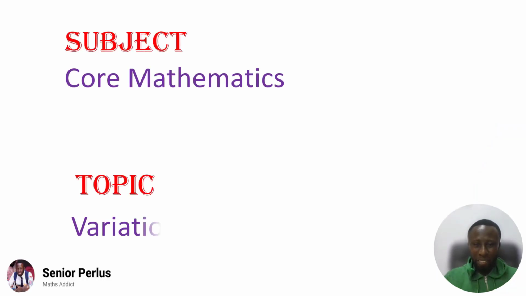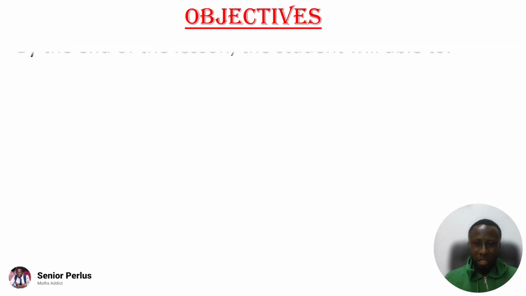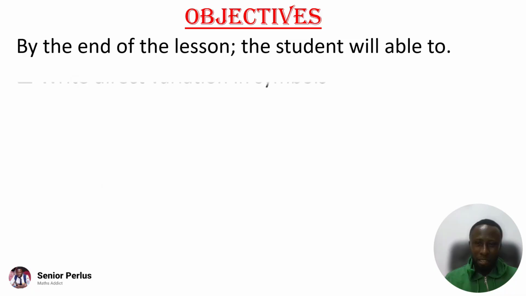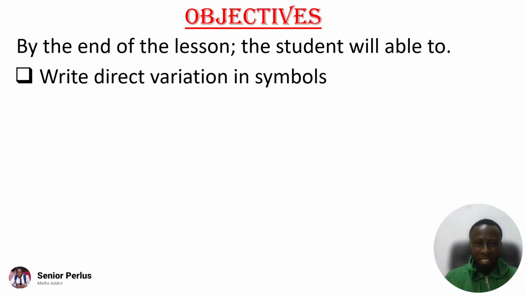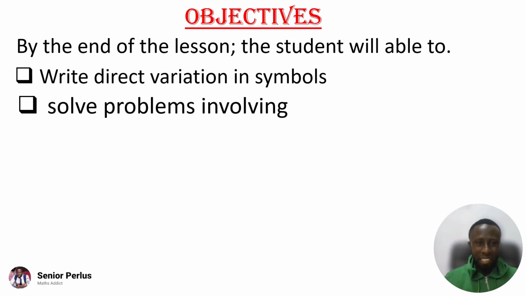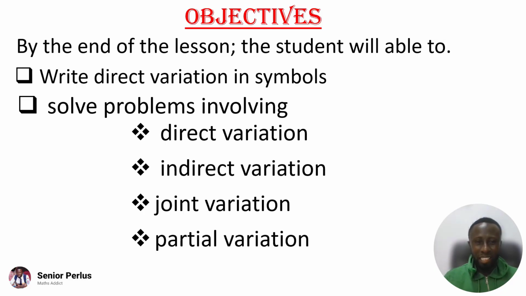So you are still on core mathematics. The topic is variation. Very interesting topic. You will love it. The objective for today is that by the end of the lesson, you will be able to write direct variation in symbols, then solve problems involving the types of variations. That's all. Direct variation, indirect variation, joint variation, and partial variation.